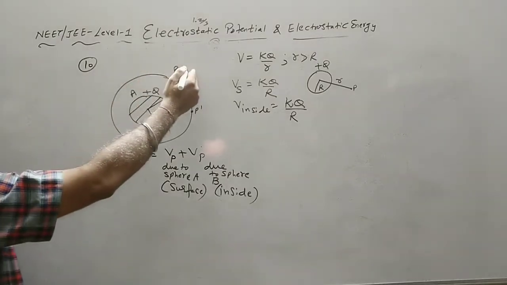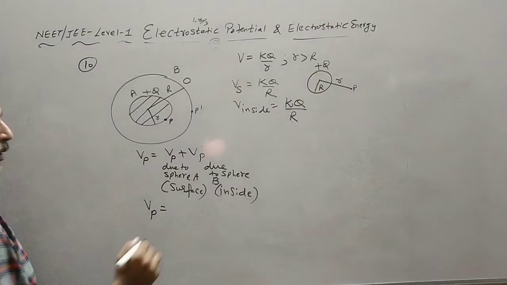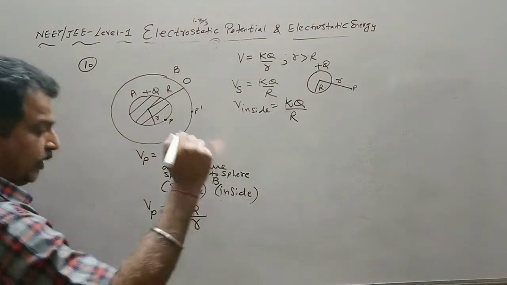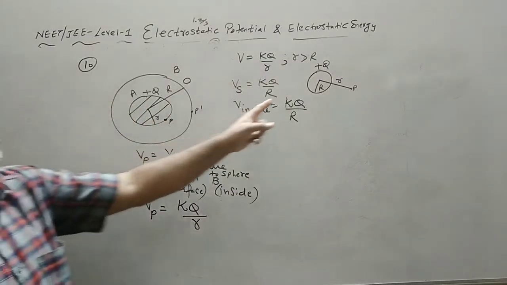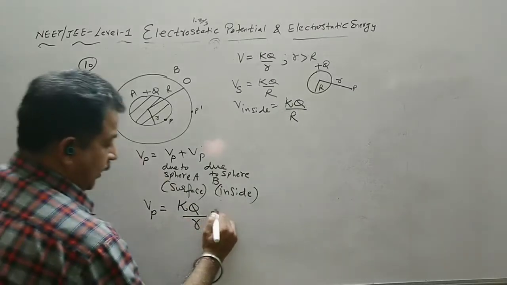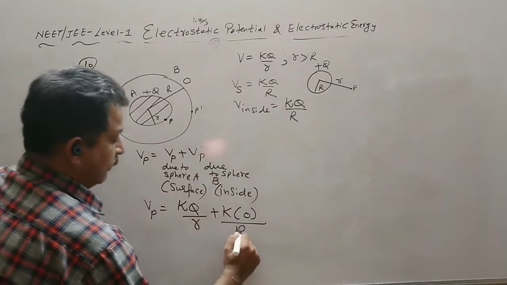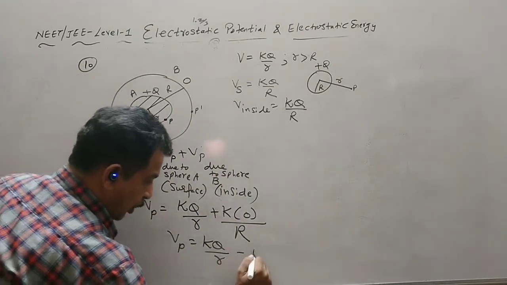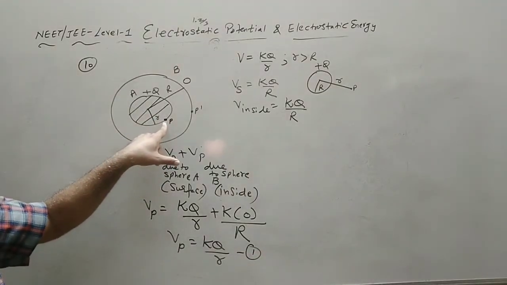So for B, sphere B is inside. So Vp is equal to K source on its own surface, small r. Now potential inside, that is K source upon R. So K source is 0 divided by capital R. So Vp is equal to kq by small r. This is equation 1. So this is how you will find out the potential at P.